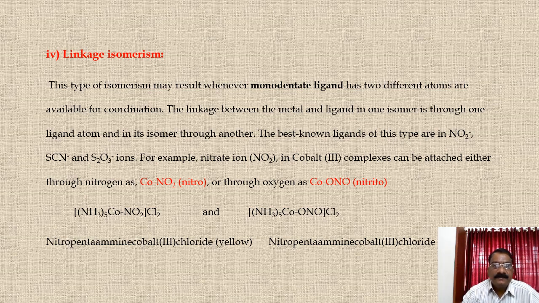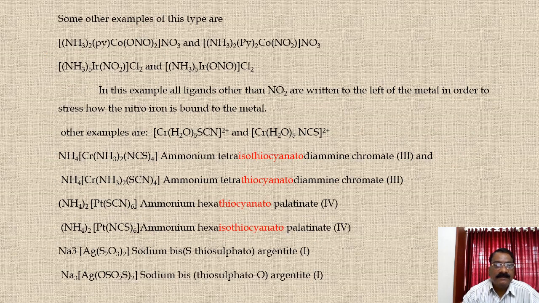There is a difference in attachment, that is, in the linkage between the metal and the ligand, and so this type of isomerism is called linkage isomerism. Other examples of linkage isomerism are [Co(NH3)2Py2(ONO)2]NO3 and [Co(NH3)2Py2(NO2)2]NO3.